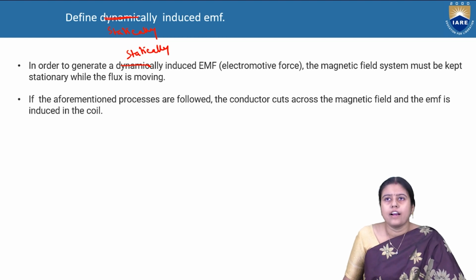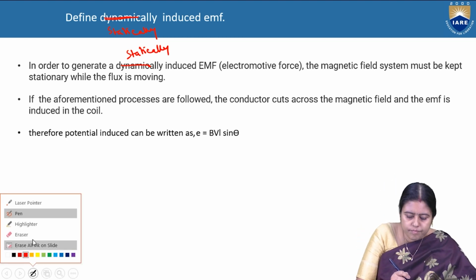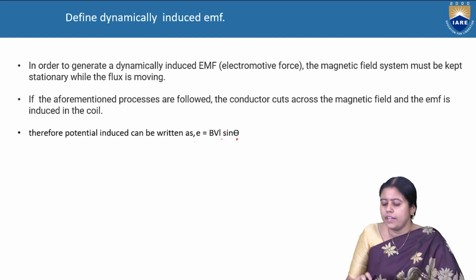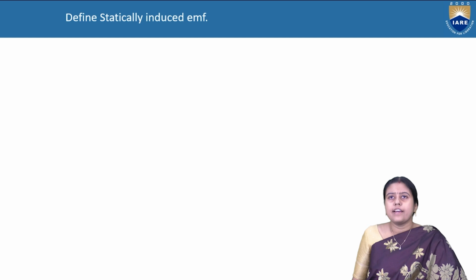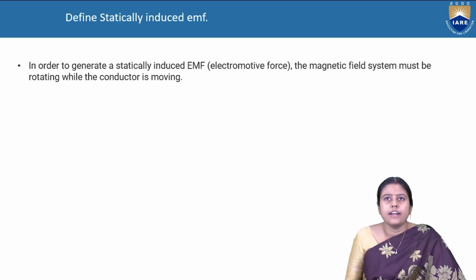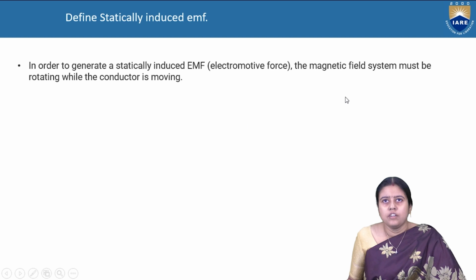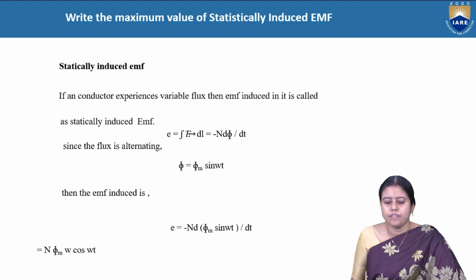If the conductor cuts across the magnetic field, the EMF is induced in the coil, and we can write E is equal to BVL sin theta. An example is the motor. In order to generate a dynamically induced EMF, the field must be stationary and the conductors move, so in this method the conductors cut the field and EMF will be induced.